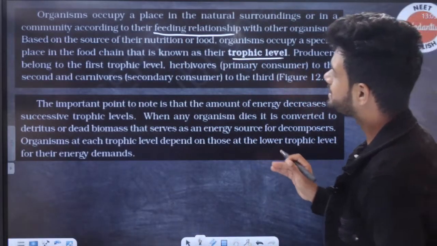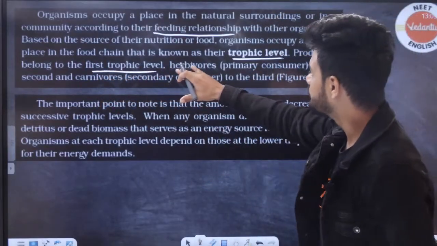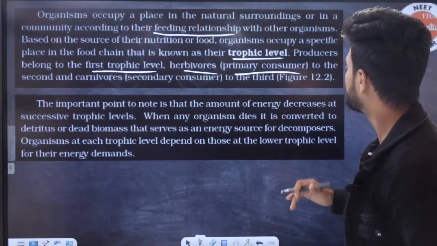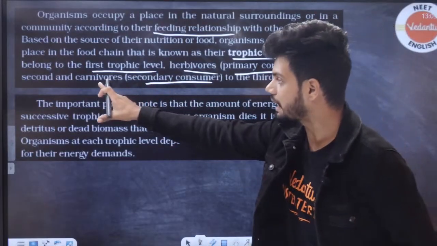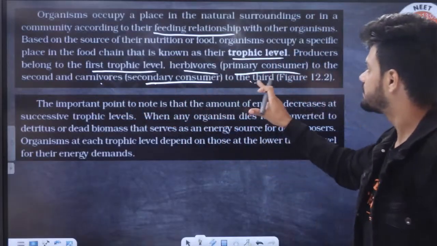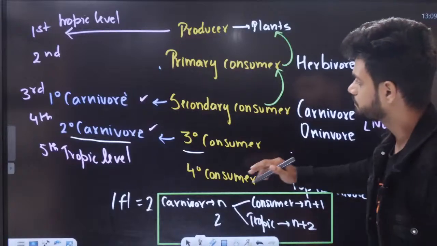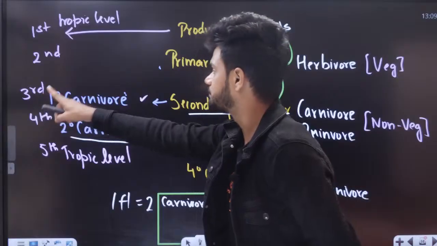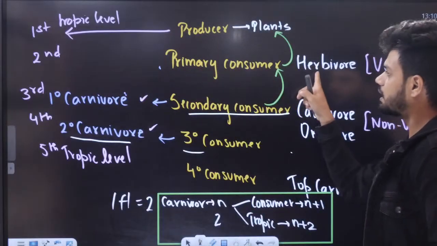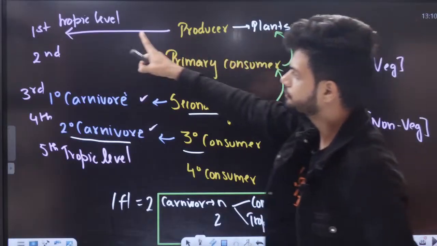Now, producers belong to the first trophic level, plants. Herbivores are primary consumers, the second trophic level. Carnivores are secondary consumers, the third trophic level. Does it make sense, students? Carnivores, secondary consumers, third trophic level. Primary consumers, herbivores, second trophic level. Producers, plants, first trophic level.